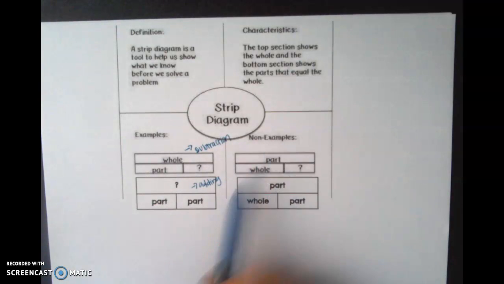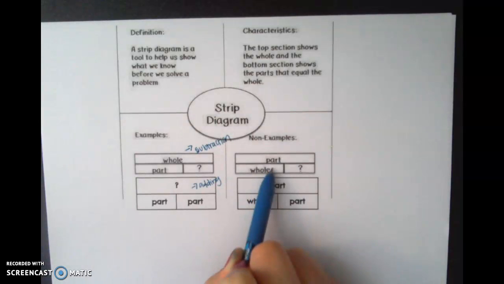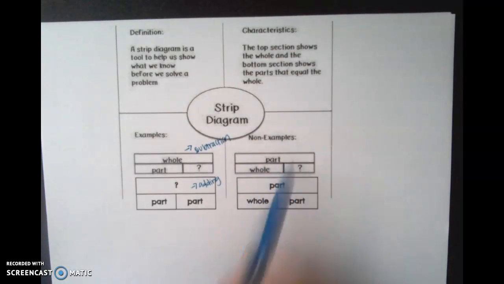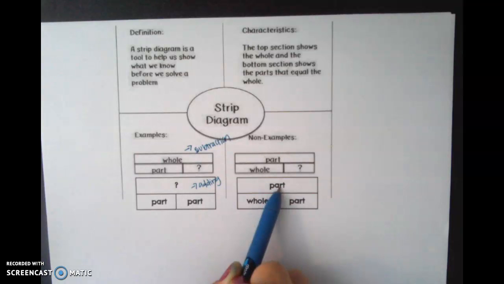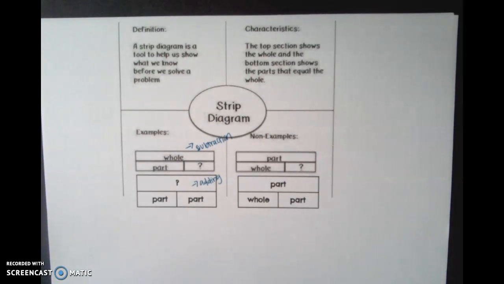These are non-examples because your part is not going to go up here and your whole down here. This is a part and this is a part, this is your whole. Same thing here, you're not going to have a part on the top with a big box because that's your whole thing, and then these two would not be a whole, and this is correct, this is a part. Okay, so I'm going to be showing you how to use these, and then you're also going to be using them in your activities.